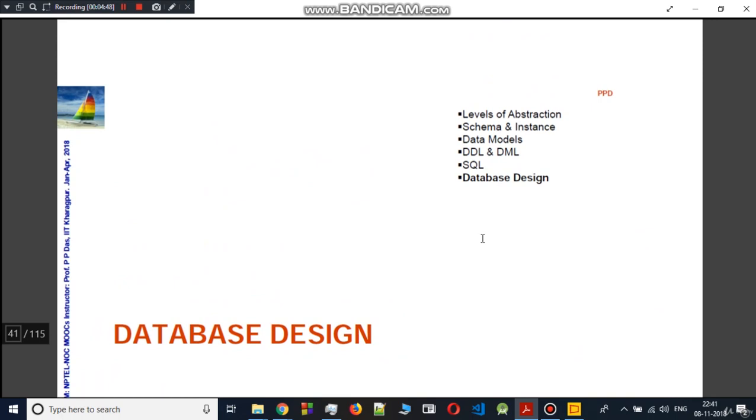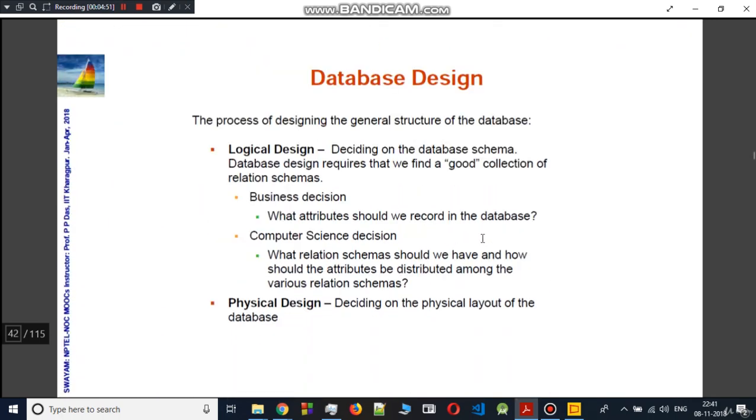Now come to database design. It is the process of designing the general structure of the database, the logical design. There is logical design and physical design. Logical design means deciding on the database schema. Database design requires that we find a good collection of relation schemas. Business decision: what attributes should we record in the database? Computer science decision: what relation schemas should we have, and how should we distribute the attributes among the various schemas?